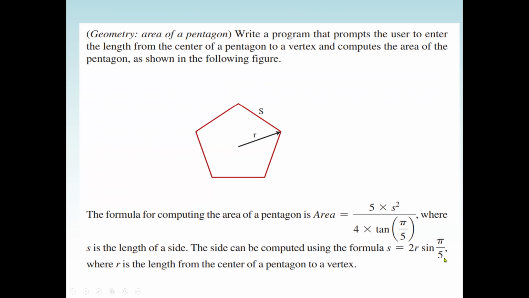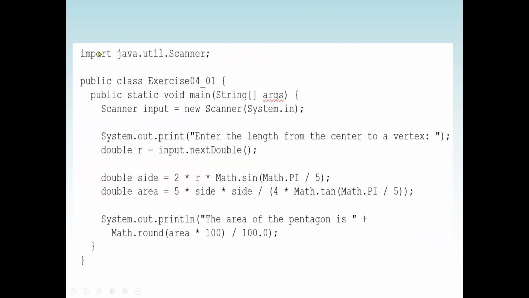So this tells us the first thing we need to do: we still need to import the Scanner class, because we are going to ask the user to enter the R value. After the user enters the R value, we find the S value first. When we get the S value, then we can find the area. So that's like 3 steps. Let's go. Again, we import our Scanner class. Then our main class name is Exercise 4 under Scope 1.